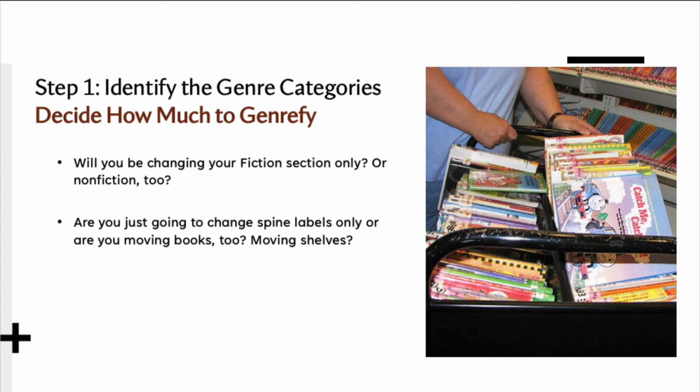So think about, are you going to change stickers? Are you going to add stickers? Are you going to physically move books? And will you be physically moving shelves? Lastly, will you change the call numbers in the electronic catalog? So all of these decisions here impact the rest of your genreification process. So it's good to think about these early on.